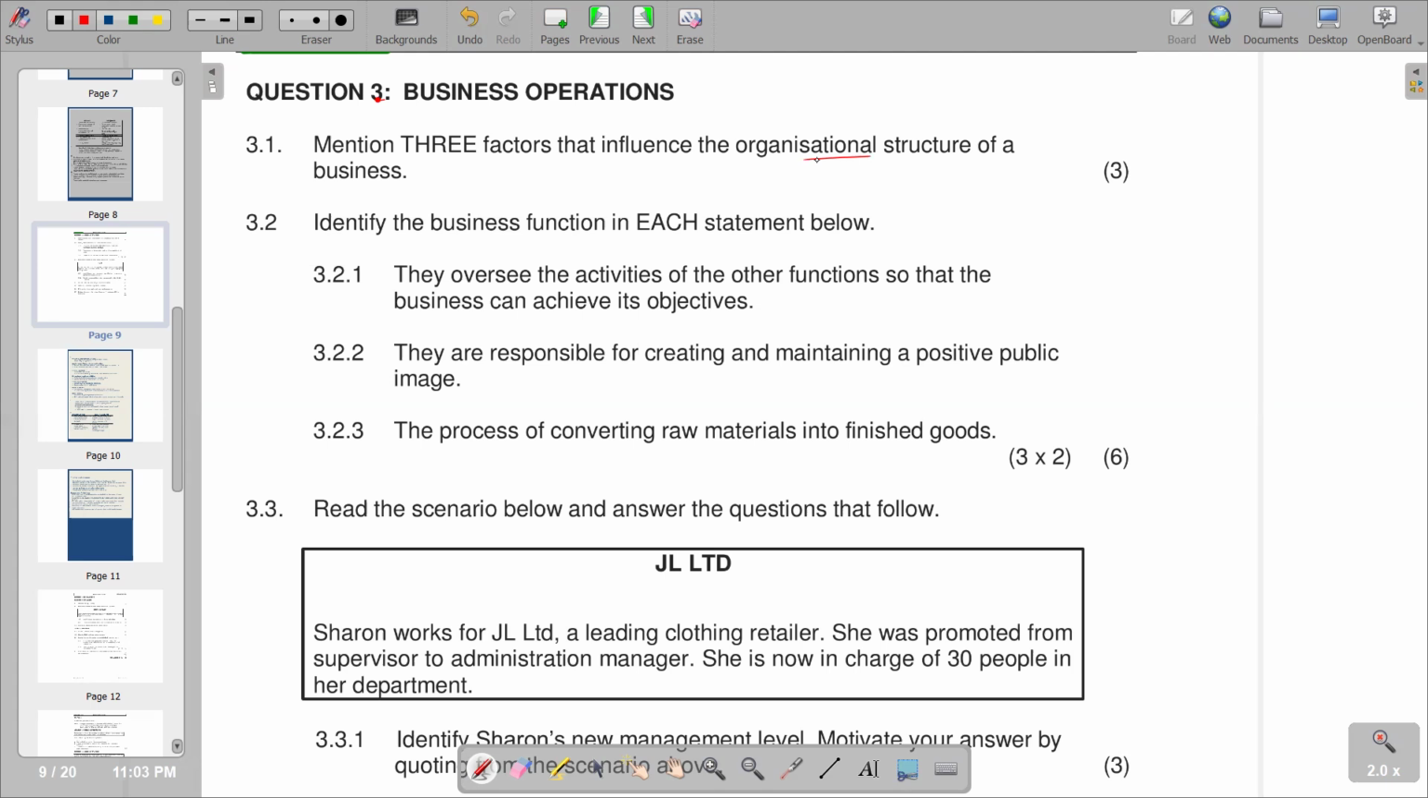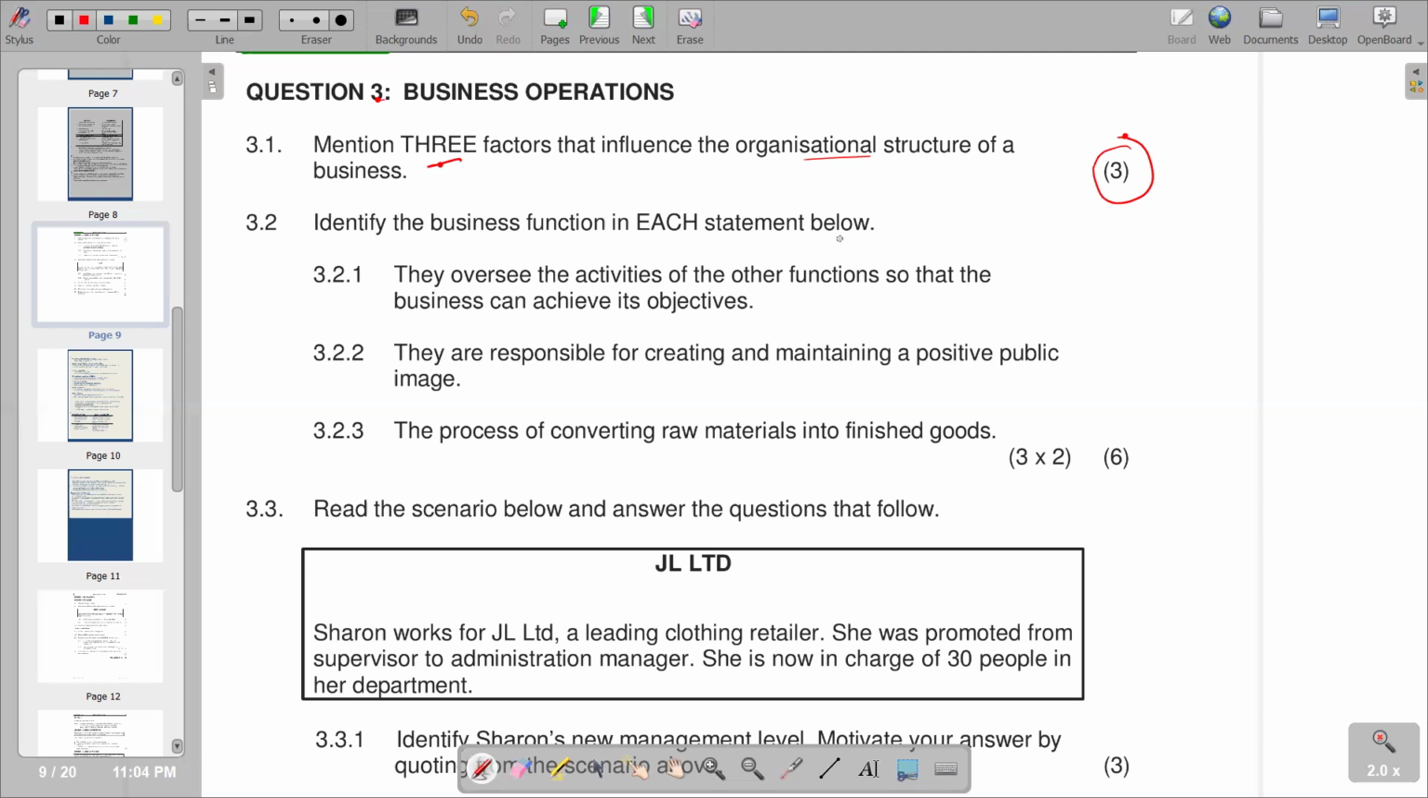We have got size of the company being one of the factors that influence organizational structure. We're talking about size of the company. We also have technology being also a factor, and also we have strategic goals of the company being the third factor that we can also give. Remember, our question is looking for 3 factors, so we can raise those 3.